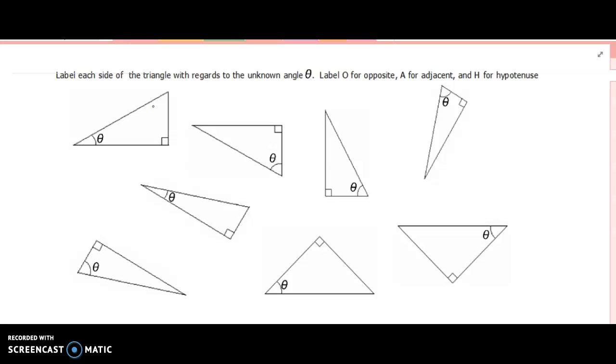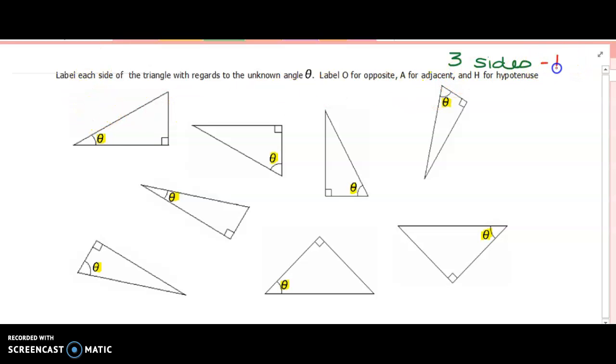All right, so here we have, I don't know, 10-ish triangles, and every triangle has 3 sides. So when we do trig, we're concerned with 3 sides. You can see that there's this symbol next to one of the angles, and the angle it's next to, notice, is not the right angle. What I want you to do now is label all 3 sides.